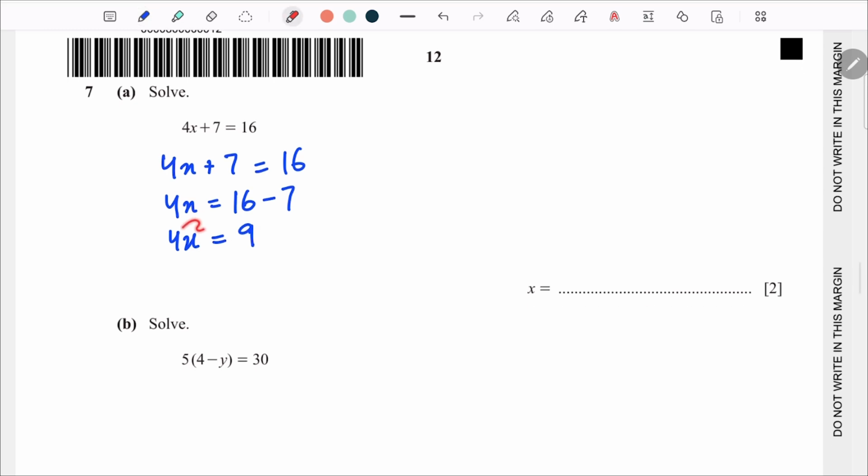And this 4 is being multiplied. So when I shift it on the other side, it will be divide. So x is equal to 9 over 4. I'll leave it as it is. So the value of x is 9 over 4.